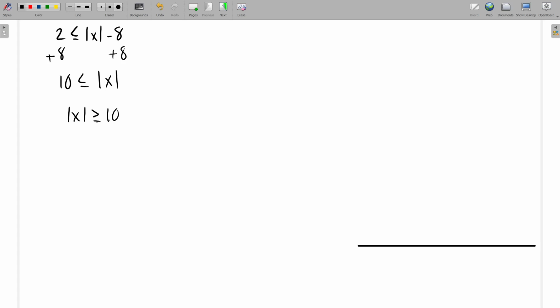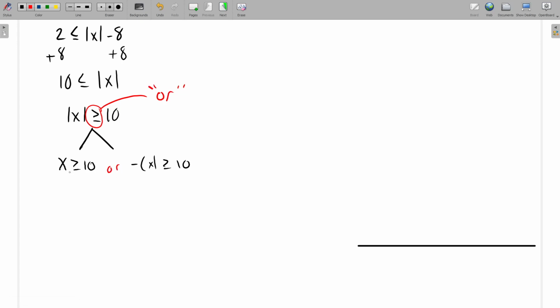So from here, we're going to split it up into 2 cases, just like we did when there was an absolute value and an equals. Meaning I'm going to have x is greater than or equal to 10, and I'm also going to have negative x is greater than or equal to 10. Now, this is where things get a little bit different. Because I have greater than, this is going to make my 2 inequalities a compound, and we're going to be using or.